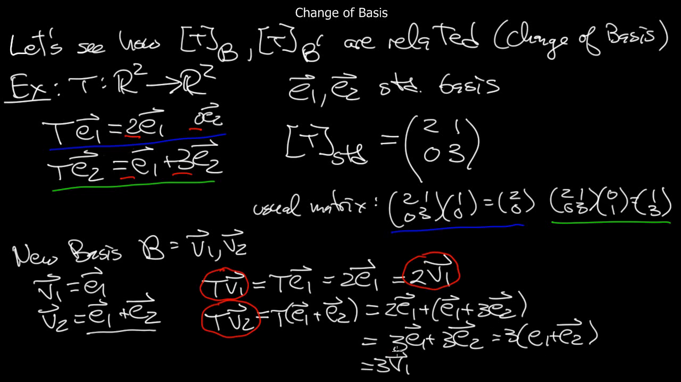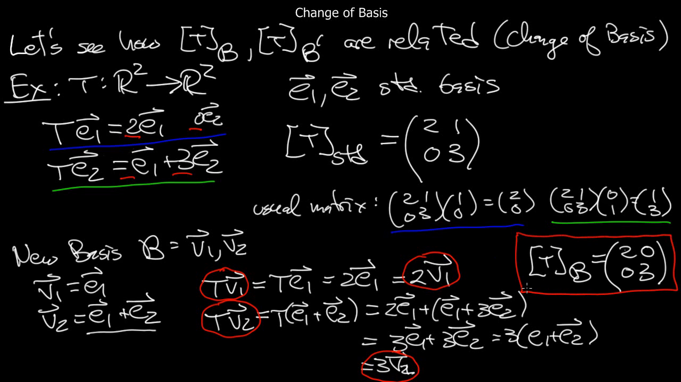T applied to V1 and V2 are given and circled in red. So the matrix with respect to this basis is, well, I take 2, 0, and 0, 3. So there you have it. In the original basis, it was 2, 1, 0, 3. In the new basis, it's 2, 0, 0, 3.